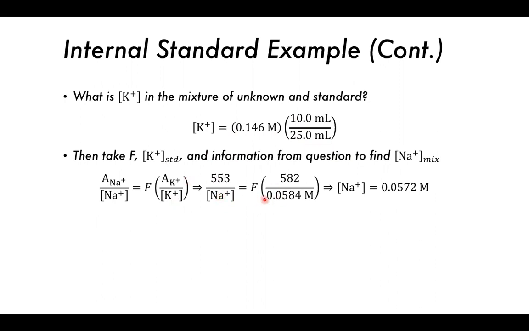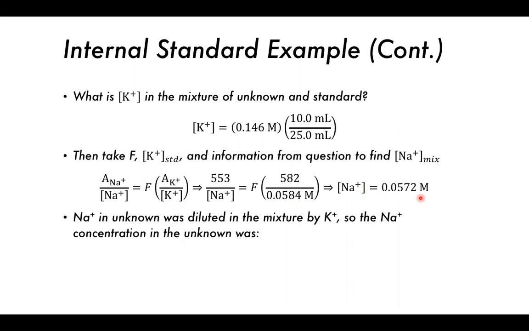So we then fill in all those values into our equation, and we get the Na plus concentration as being 0.0572 moles per liter. And so now, in order to find the Na plus concentration in the unknown, we just need to go via our dilution factor. So Na plus in unknown was diluted in the mixture by K plus and also by the extra water. And so the Na plus concentration in the unknown was then this. So we have to multiply by this dilution factor. So 25 milliliters in the original volume over the 10 milliliters from the sample is going to be equal to 0.143 molar as our concentration in the unknown sample. So that's how you would use the internal standard method to determine the concentration of an unknown.